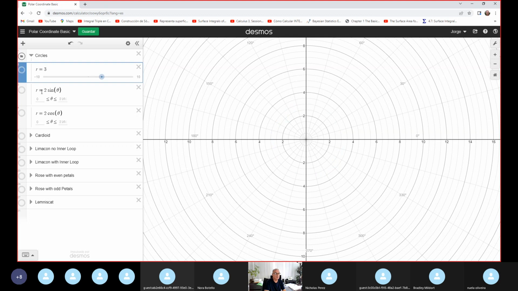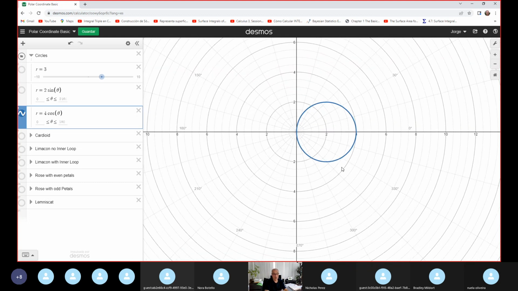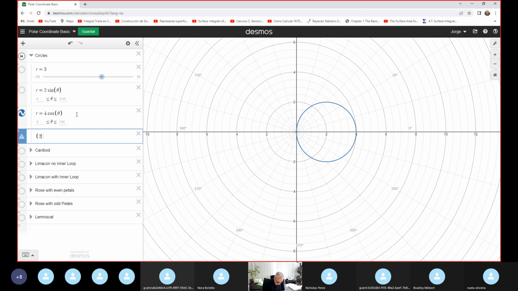Now, do you remember? Let me delete that part. The example that we did before is r equals 4 cosine theta. Look. Boom. It's a circle with the center located on the polar axis at a distance of 2. By the way, this distance is half of that number. See the number 4, the center is located here at 2,0. Do you want me to plot another point?